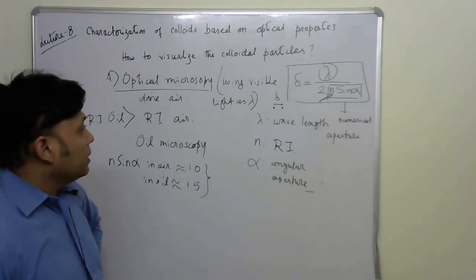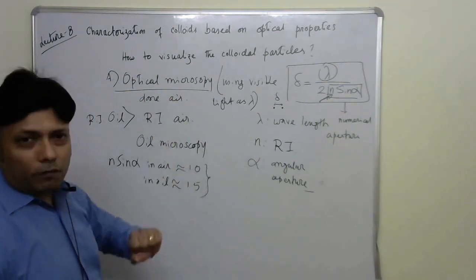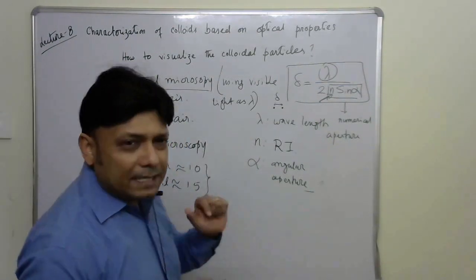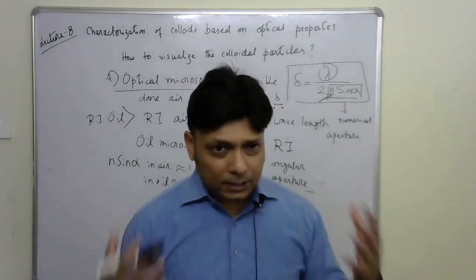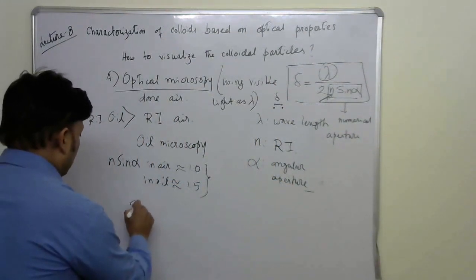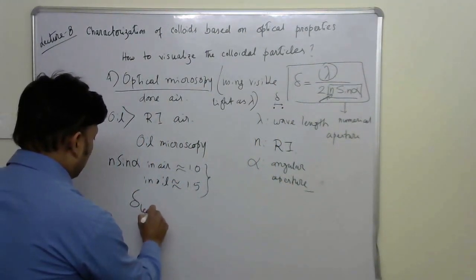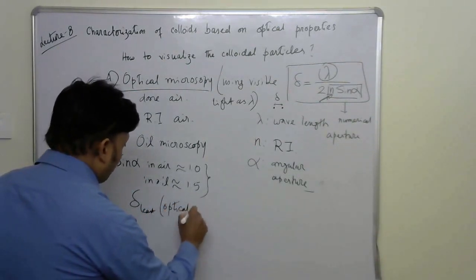All right. So now the question is, with all the best possible efforts, what is the least value of delta we can achieve through optical microscopy? Even if you take the oil immersion microscope. So the answer is the delta least, in any sorts of optical microscopy.